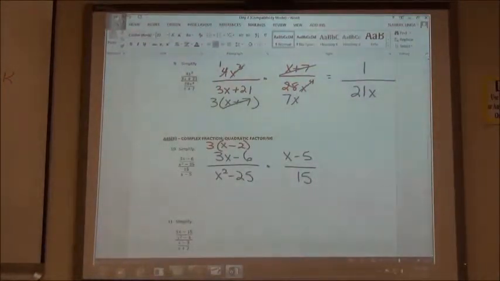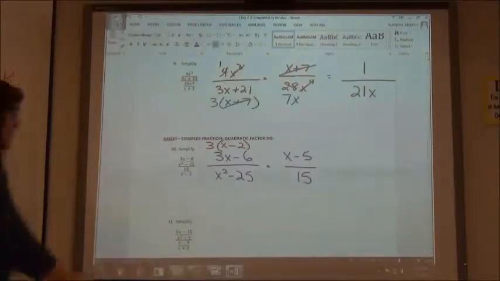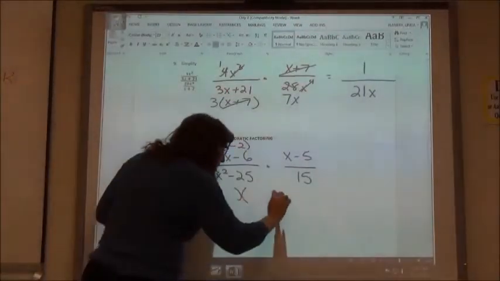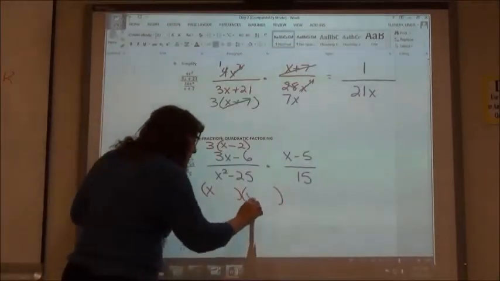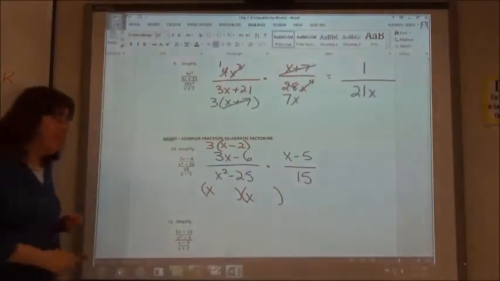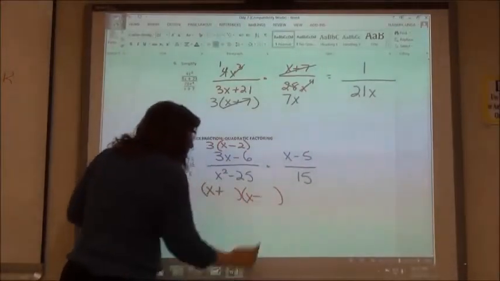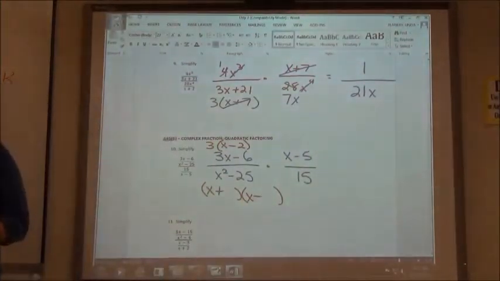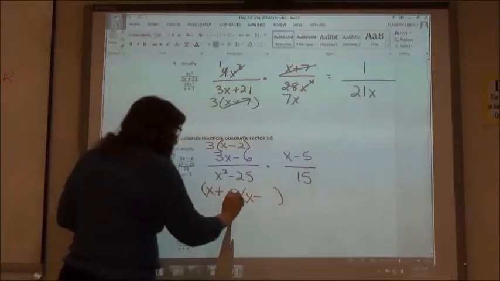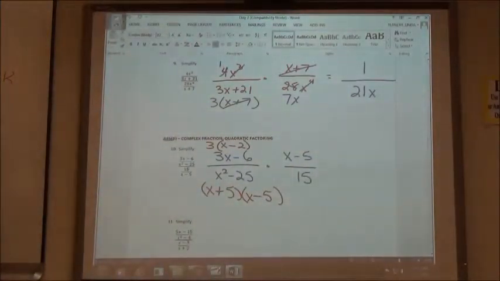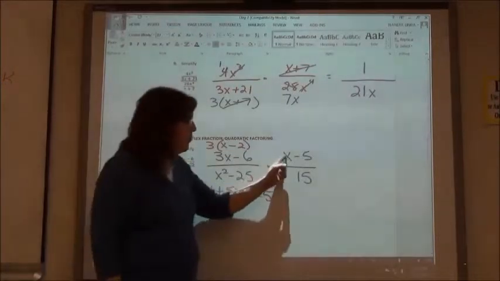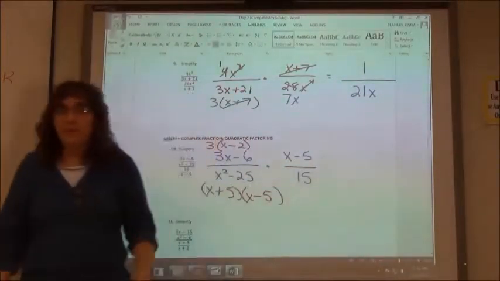On the bottom of that first fraction, that has a squared term. I know I'm going to have 2 sets of parentheses. I hopefully recognize it as the difference of squares, but if not, I just factor it like I normally would. X and x. The end is negative, so we have 1 plus and 1 minus. Factors of 25: 5 and 5, right? And then here we can't factor, here we can't factor, so we're done with our factoring.